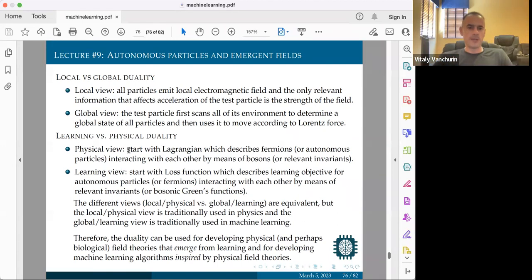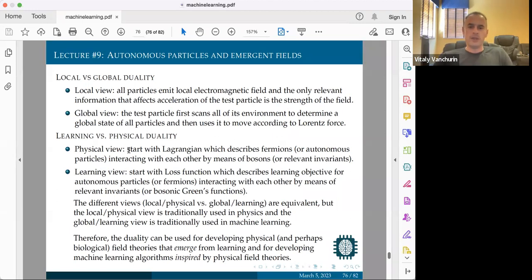Now, the machine learning view would be, well, don't start with a Lagrangian, but start with a loss function. Try to figure out what is the learning objective of those autonomous particles. It doesn't matter that they may be just electrons, and maybe somebody will say, well, don't think about electrons as a learning task. But it doesn't matter. You still see a box, you see things move, and you're trying to figure out using the tools you have. And so for machine learning people, it would be a loss function.